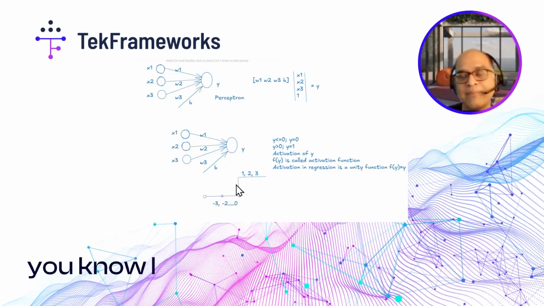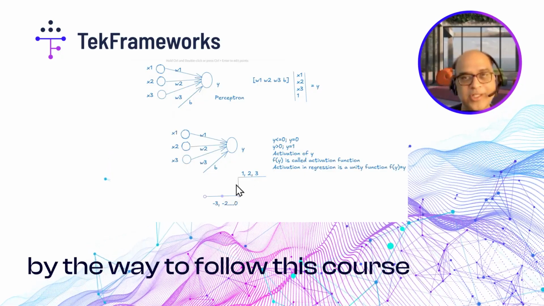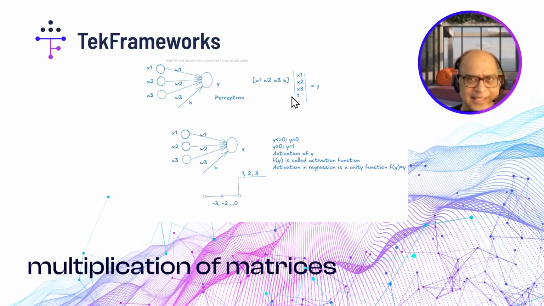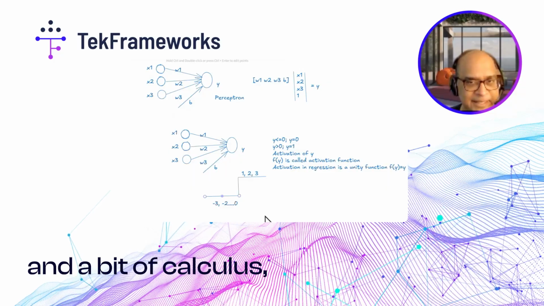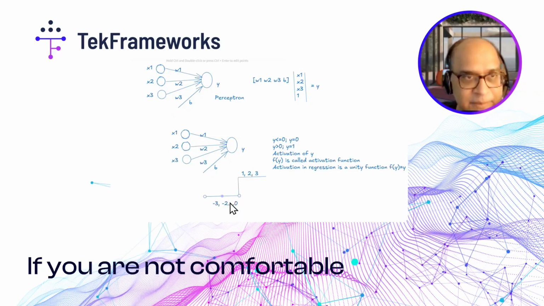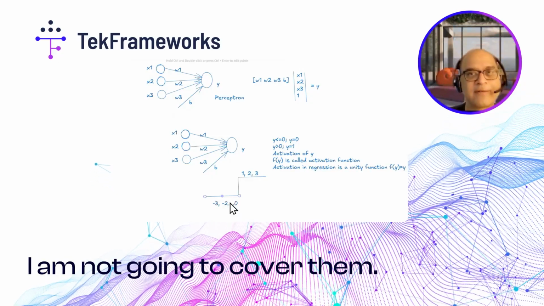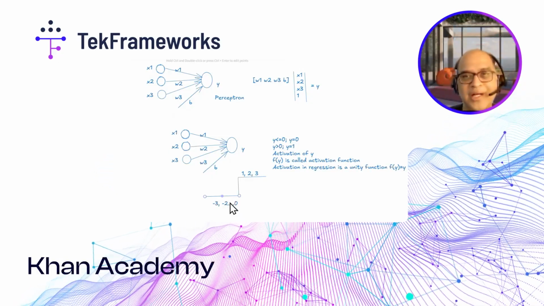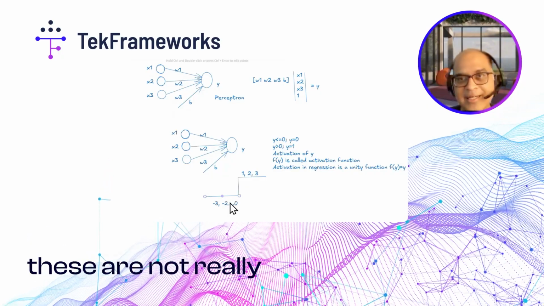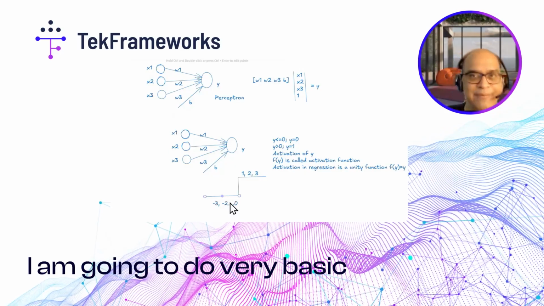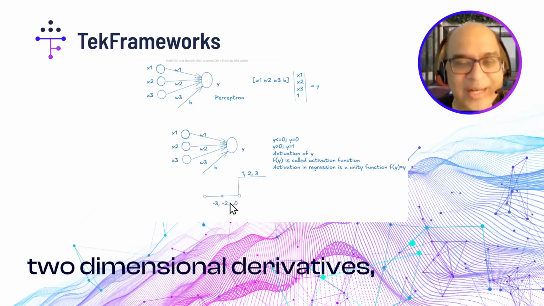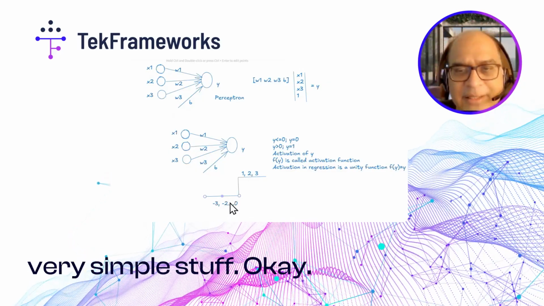By the way, to follow this course, you need to know a bit of matrix algebra, at least just multiplication of matrices, and a bit of calculus, derivatives. If you are not comfortable with these two, I'm not going to cover them. So just use Khan Academy or some of the wonderful resources you have, and brush up. And again, these are not really complicated things I'm going to do. Very basic matrix multiplications, one-dimensional or two-dimensional derivatives, very simple stuff.